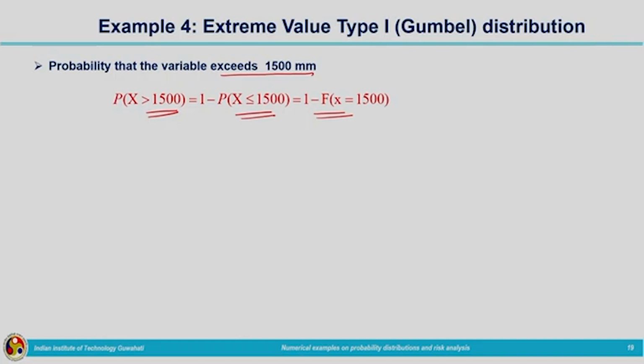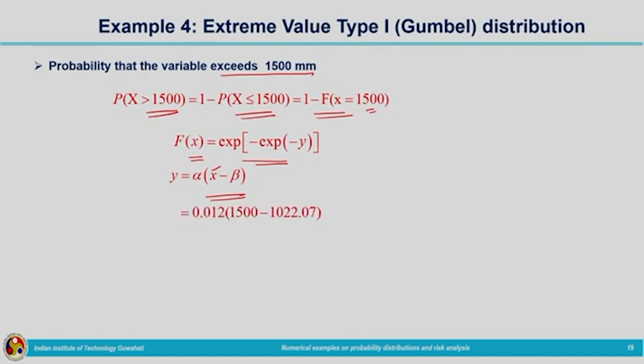So here we need to compute the capital F(x = 1500). We know the cumulative distribution function F(x) is given by e to the power of minus e to the power of minus y. What is y? Y is given by alpha multiplied by (x minus beta). Here x is nothing but 1500, alpha and beta we have already calculated. Now we can substitute in the expression for y the values of alpha, beta and x. It can be calculated as 5.73. So y is obtained as 5.73.